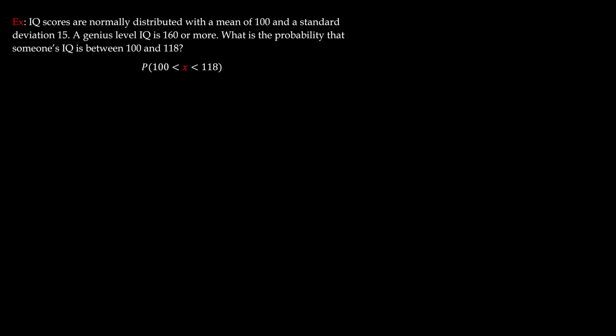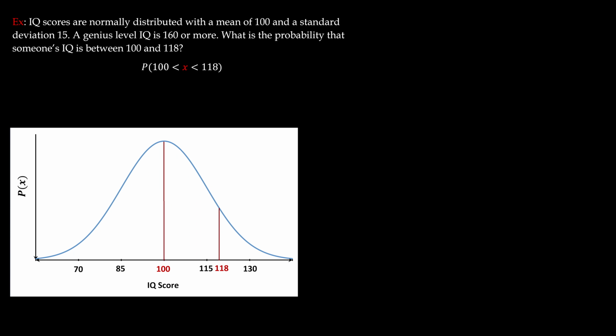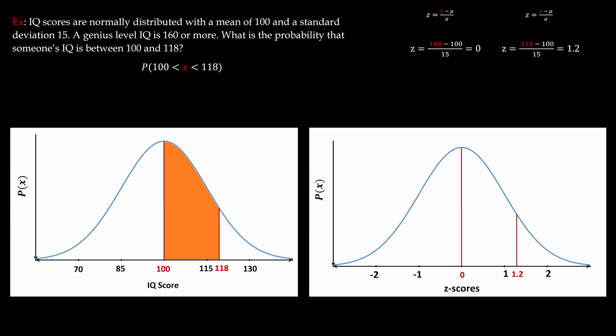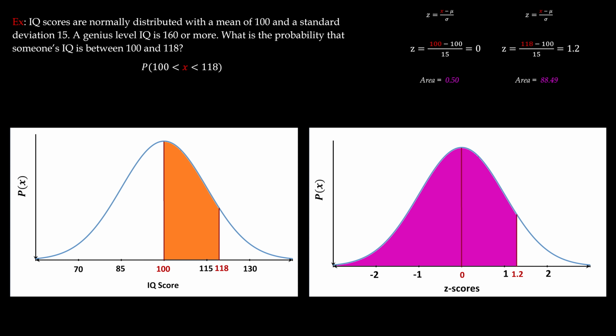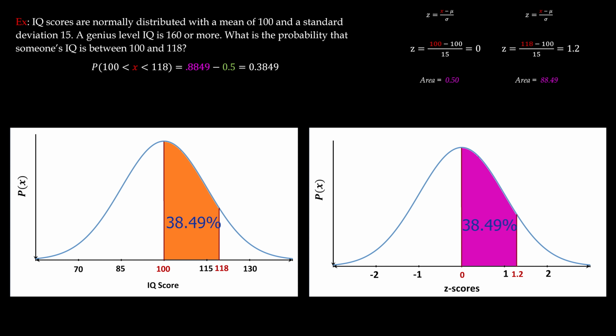What is the probability that someone's IQ is between 100 and 118? First thing I want to do is find my points on the graph. Then I find the area that I'm looking for. This time we have two z-scores that we must find. The area to the left of my z-score of 1.2 is 88.49%. And the area to the left of a z-score of 0 is 50%. Thus, if I take away 50%, I'm left with the area that I'm looking for. Therefore, there is a 38.49% chance that someone's IQ is between 100 and 118.